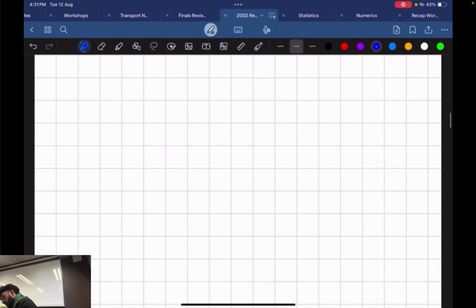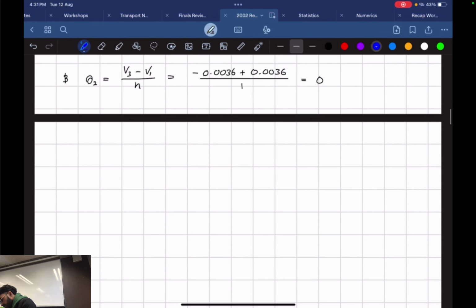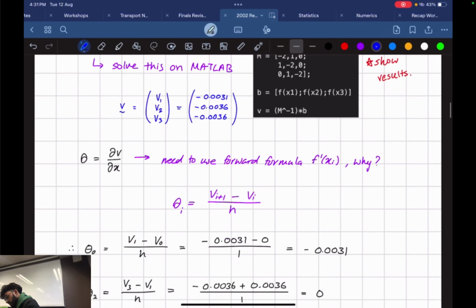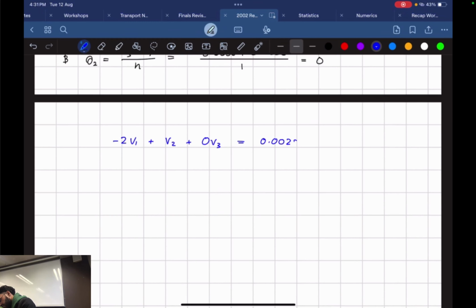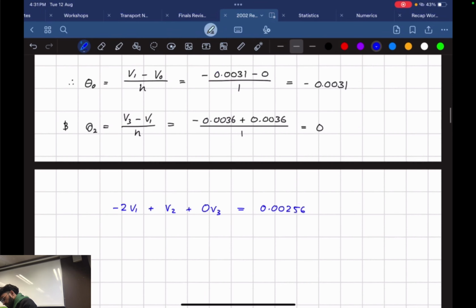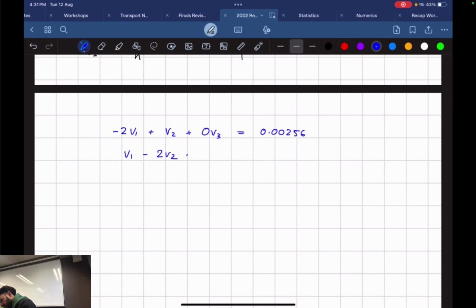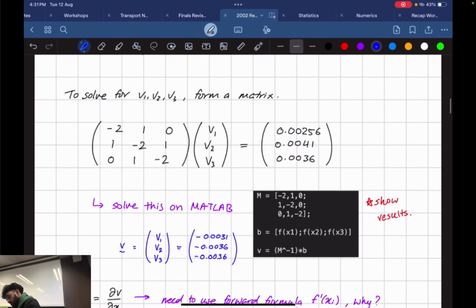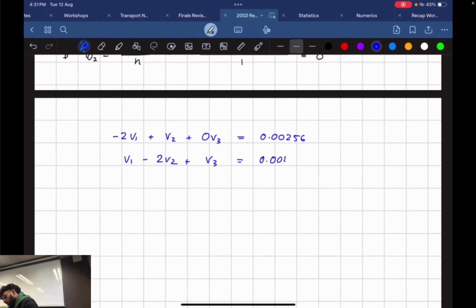So what are the few equations that we have? We have minus 2v1 plus v2 plus 0v3 is equal to 0.00256. We have v1 minus 2v2 plus v3 is equal to 0.0041. We also have 0v1 plus v2 minus 2v3 is equal to 0.0036. Okay. So I've written out my 3 equations.